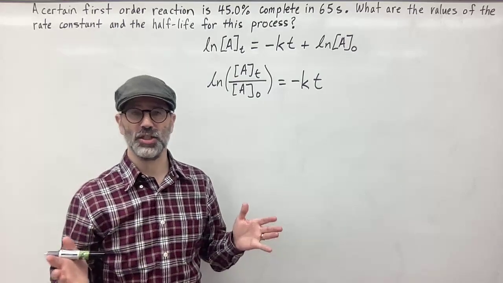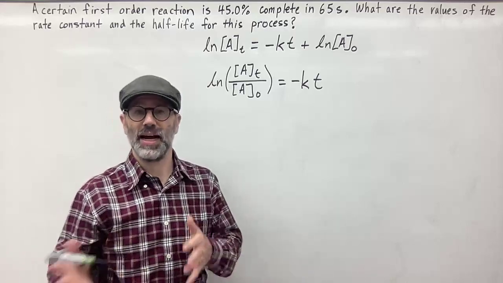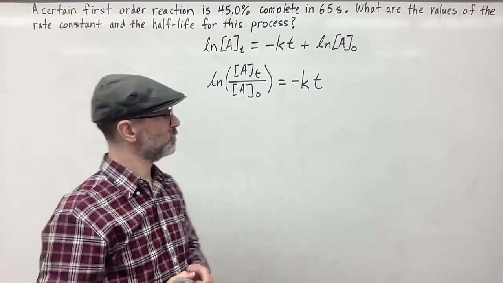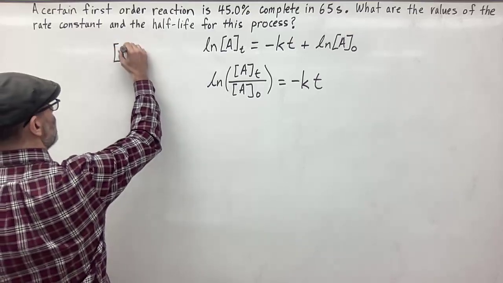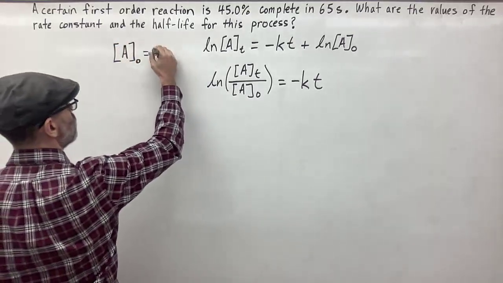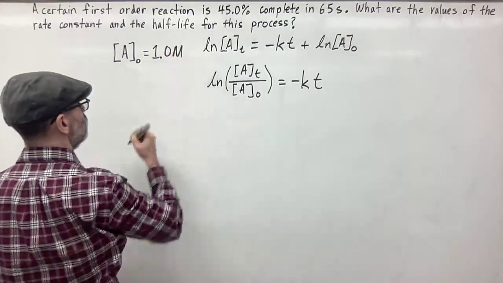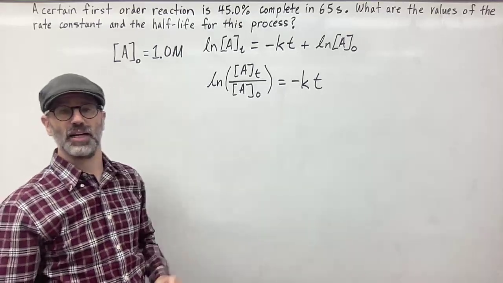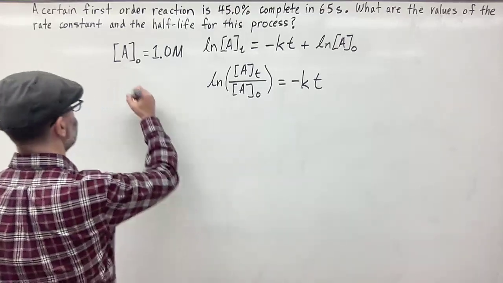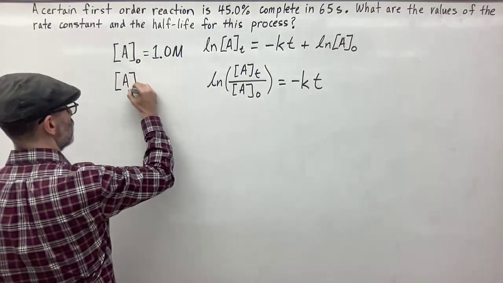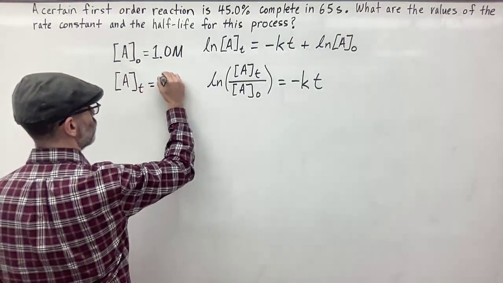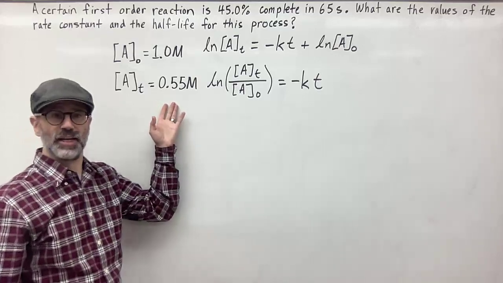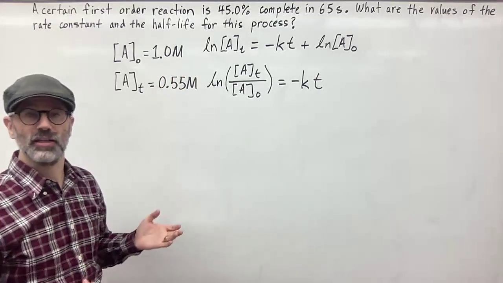So we can use whatever initial concentration we want, because we know that 45% of whatever that concentration is has been reacted. We can choose the simple number of 1.0 molar. If we choose that, we could say that the initial concentration of A is 1.0 molar. Then 45% of that reacts, leaving 55%, and 55% of 1 is 0.55 molar. So the concentration of A at time t is going to be equal to 0.55 molar. Again, because 55% of 1 is 0.55, we could calculate that.